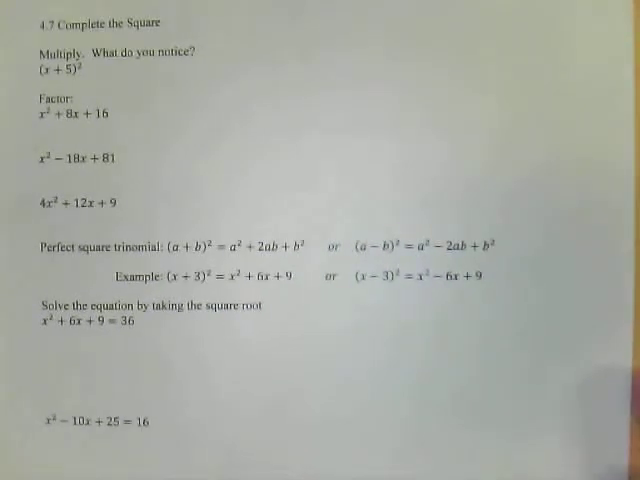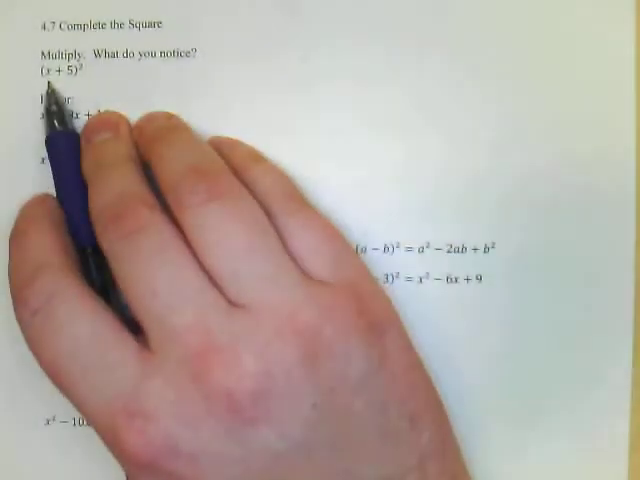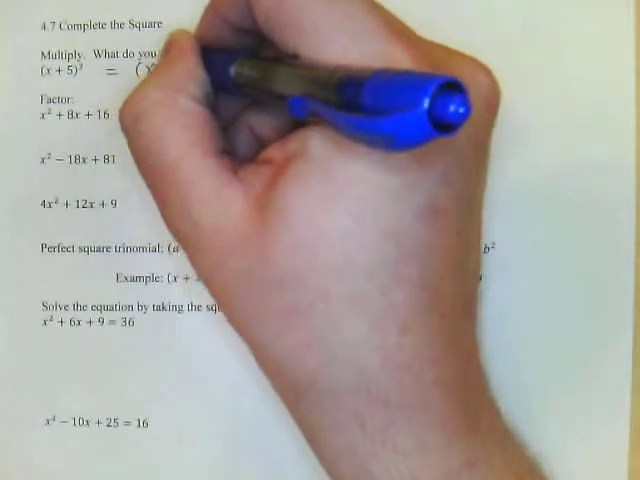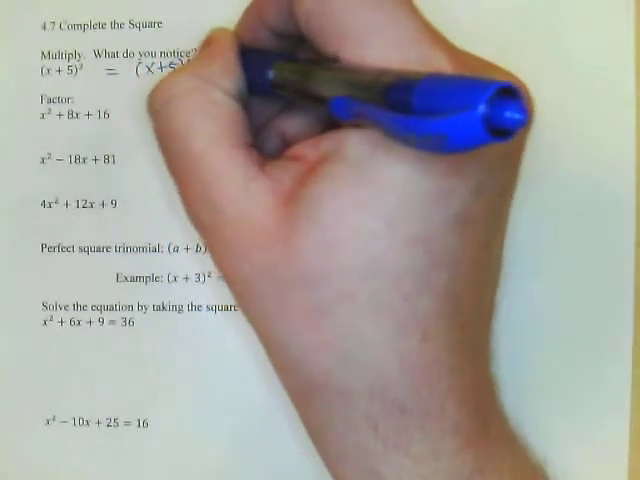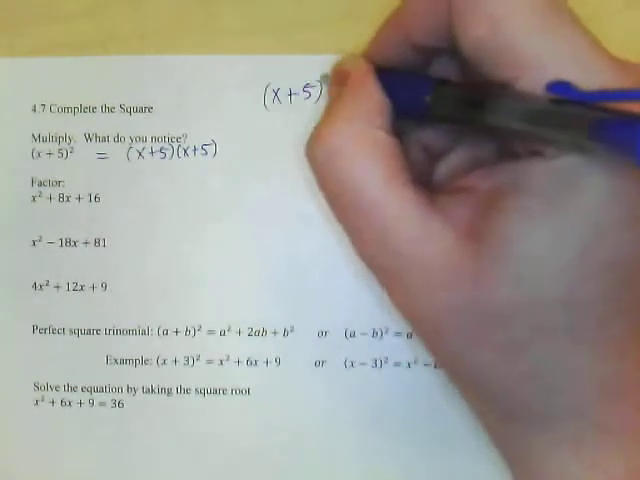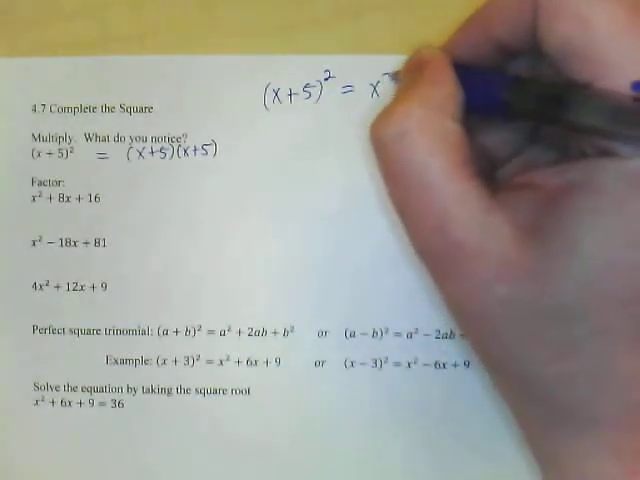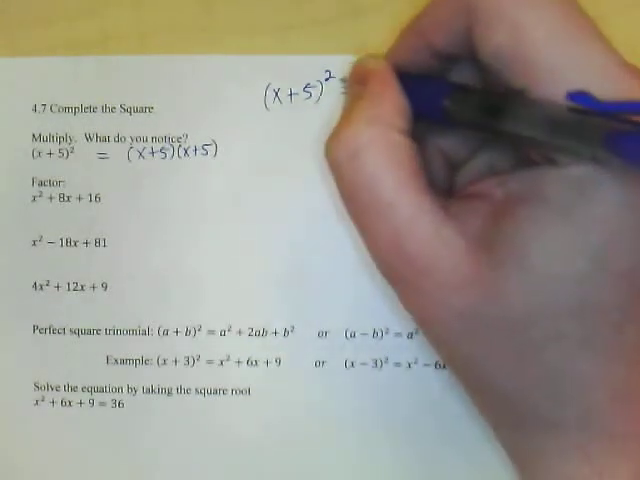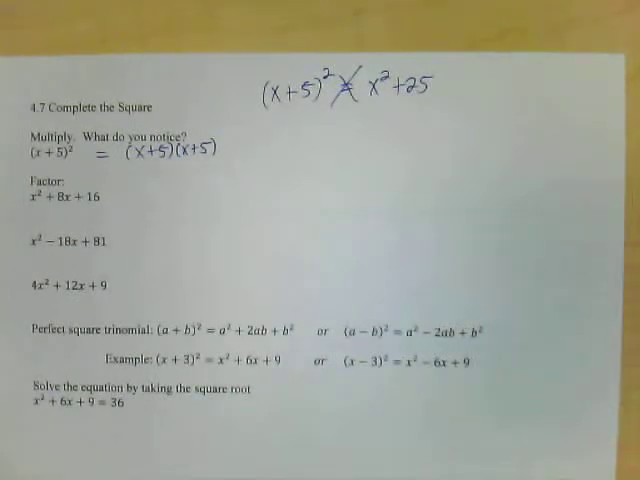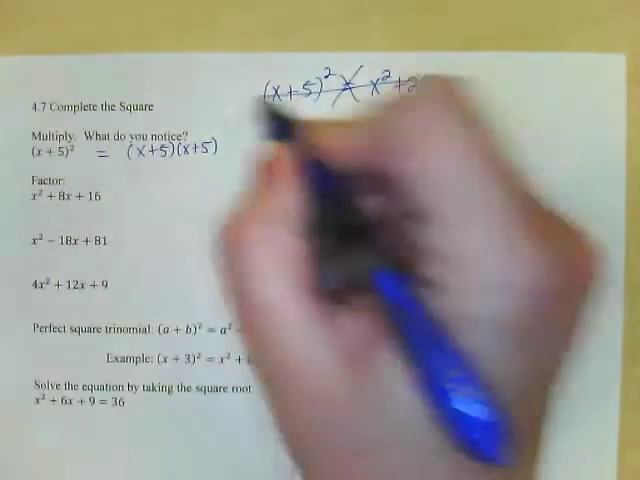Okay, so let's start with something like this, x plus 5 squared. Let's multiply this out. So x plus 5 squared, that's x plus 5 multiplied by itself. Now I should point out that this is what I see a lot of students doing when they try to square something like this. They say that it's x squared plus 25. This is absolutely wrong. So when you multiply x plus 5 squared, that's going to be x plus 5 times itself. You need to FOIL in order to get this. So this is wrong, wrong, wrong.